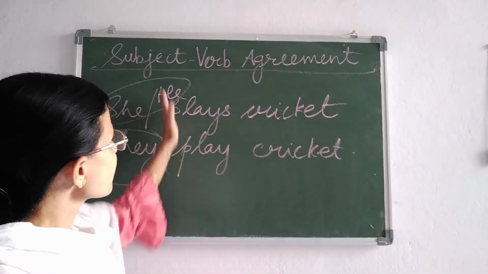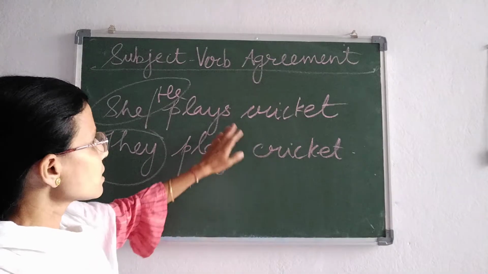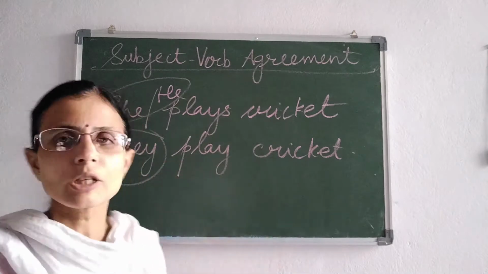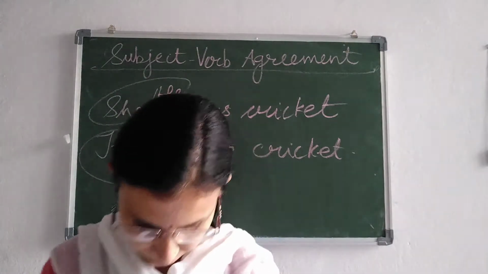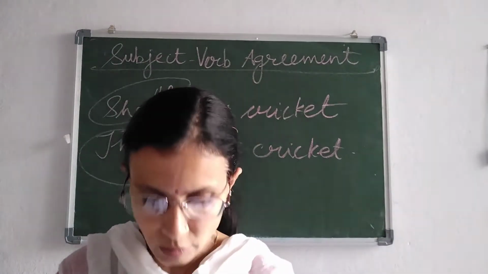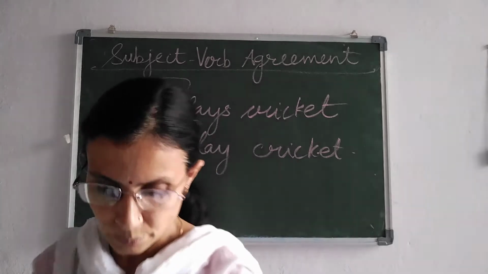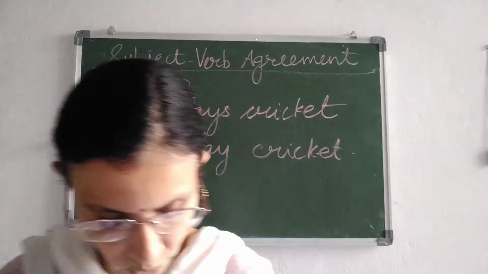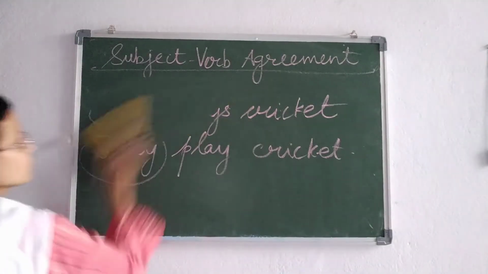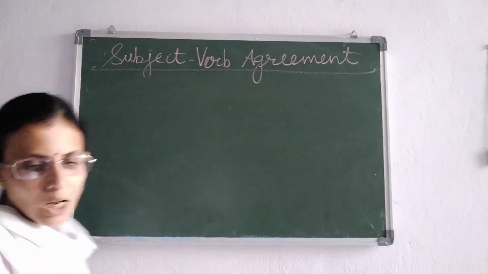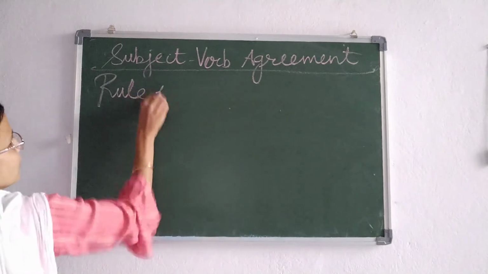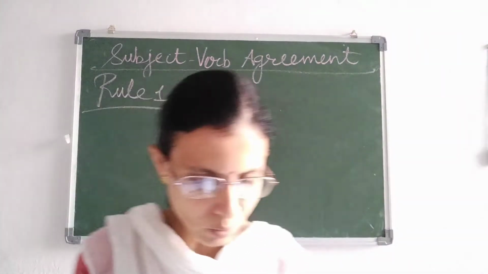So this is subject-verb agreement. It means in a sentence, the verb should be adjusted according to the subject, whatever subject you are using in a sentence. Two or more subjects. Now there are certain rules. I would like to tell you certain rules of subject-verb agreement. Now rule number 1. Along with the examples, I will explain you. Different rules are there. Rule number 1. What is rule number 1?